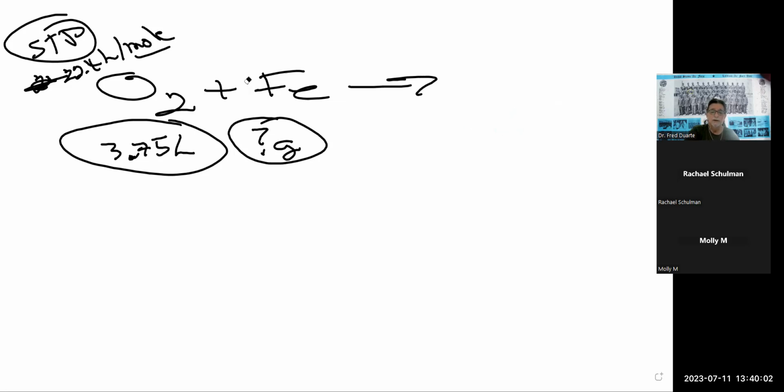The calculations are the same. What differs is that mole ratio between the substances. That's why it's important that we get the right reactants here. So it's Fe2O3, iron 3 oxide.